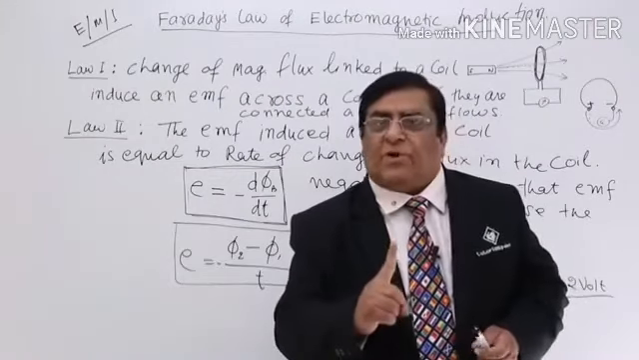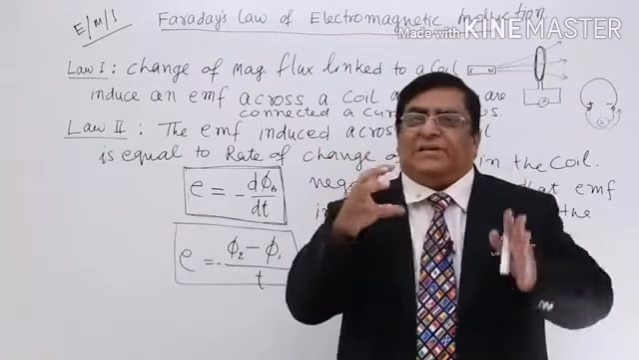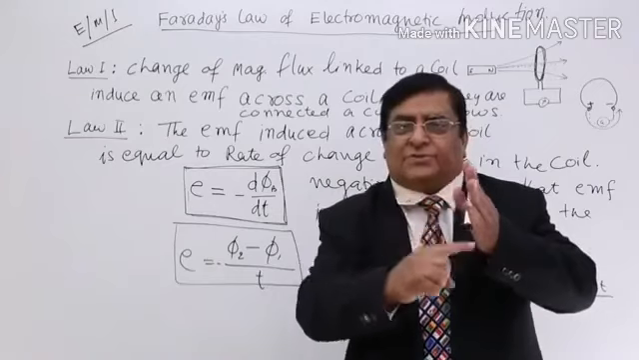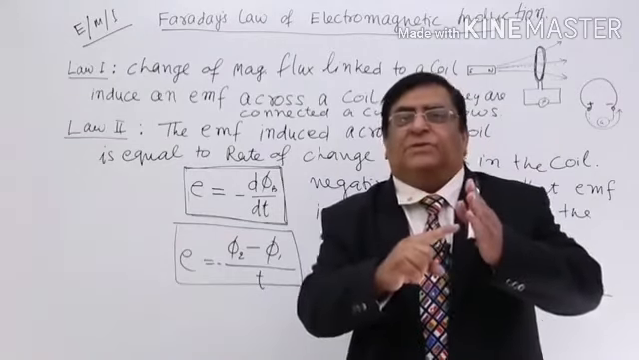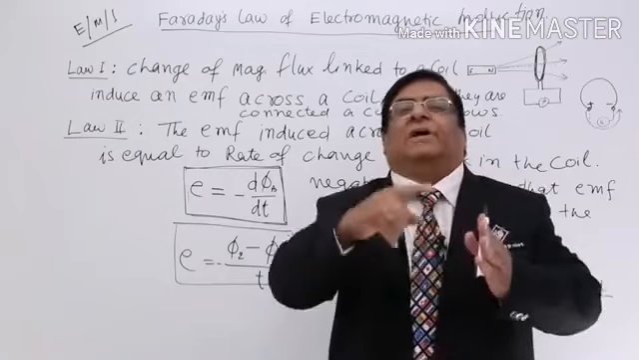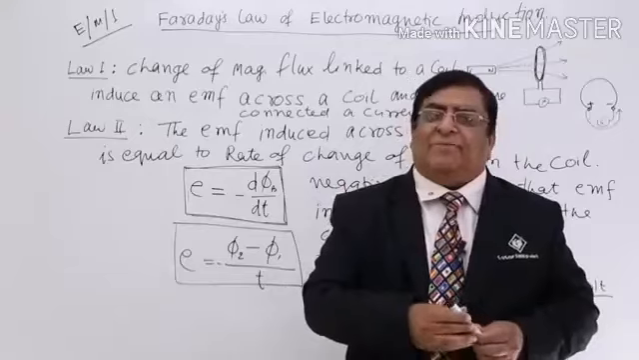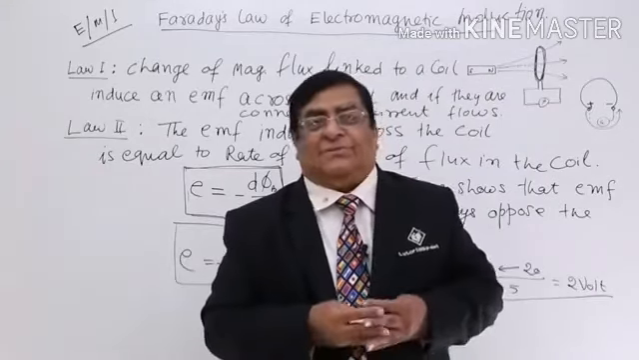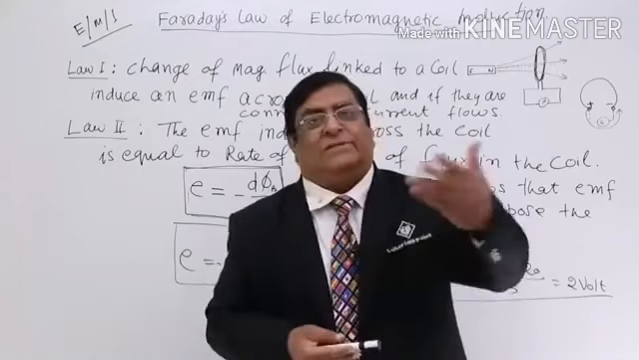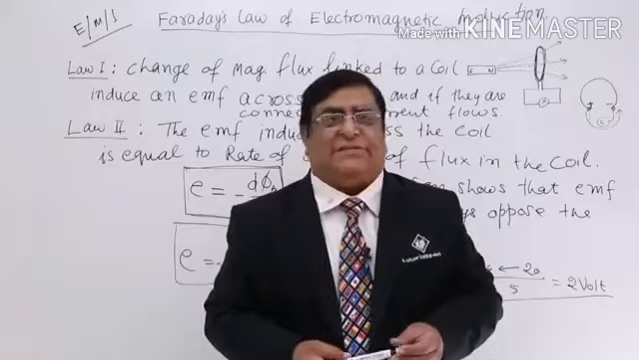So the first law we have done is Faraday's law. Whenever there is a change in the flux linked to a coil, an EMF is induced, and with a closed circuit, current starts flowing. This is how we can get the EMF and the current. If you go to energy, we will discuss in the next lecture what the energy implications are in this. Thank you.